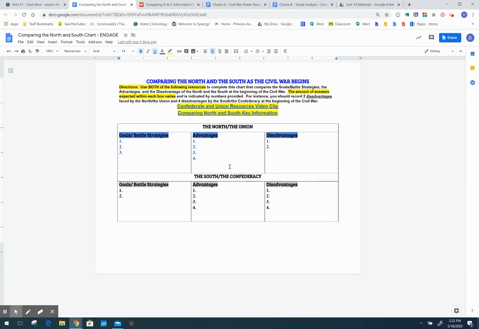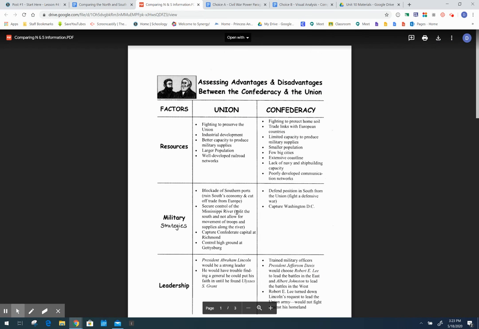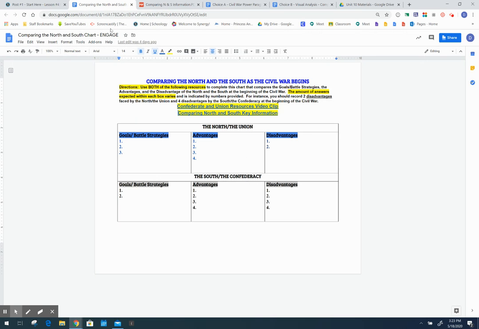Then you're going to have to analyze that information to make a judgment on what were some advantages for the North and disadvantages, and the same for the South. For instance, if I come to this chart and I read, well, the Union had a larger population. Well, that would mean an advantage that they have more soldiers. And if I look over here for resources for the Confederacy, it says, for instance, trained military officers. Well, that would be an advantage that they have very skilled generals and leaders. So that's what you need to do to complete your chart.